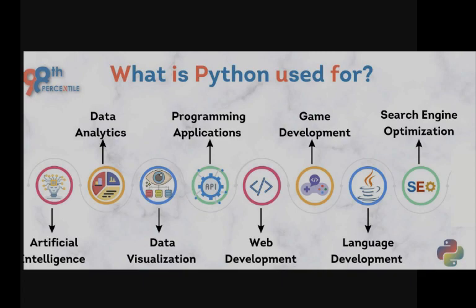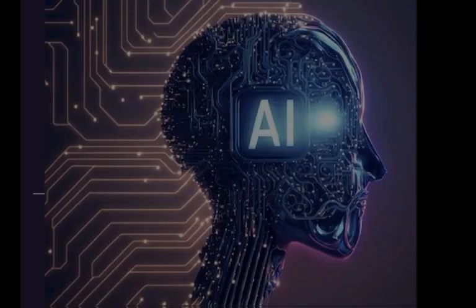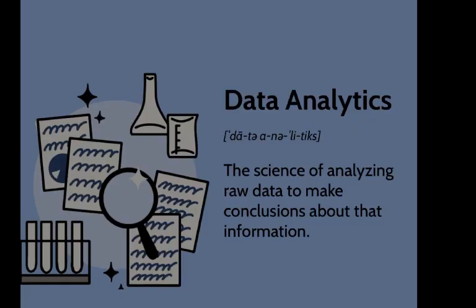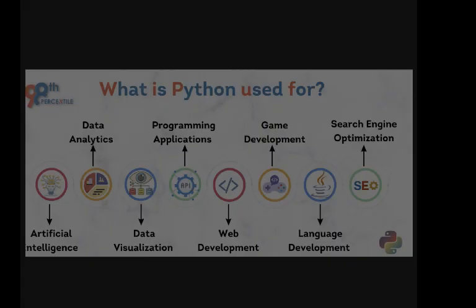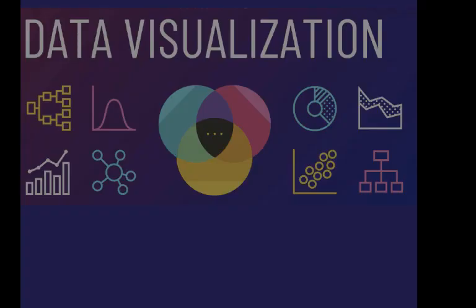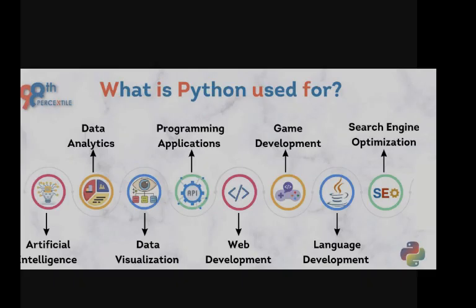It's used for artificial intelligence, AI, and data analytics, the science of analyzing raw data to make conclusions about that information. Next, we have data visualization. And here we have many graphs, some pie graphs, some charts, and some bar graphs. Now, let's see what else it's used for.